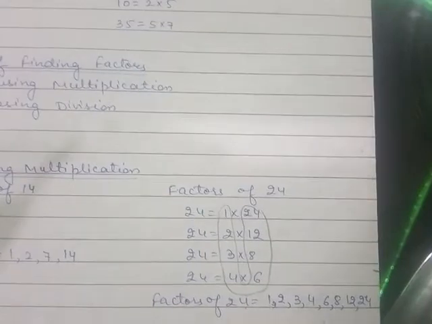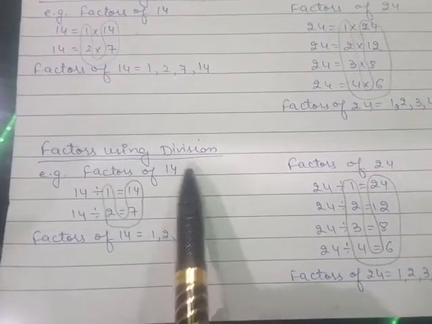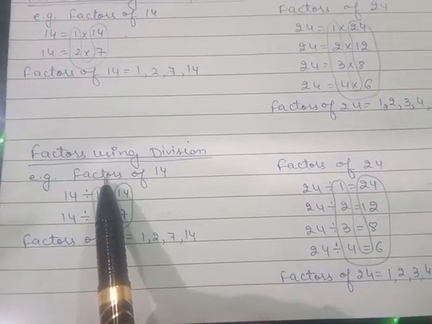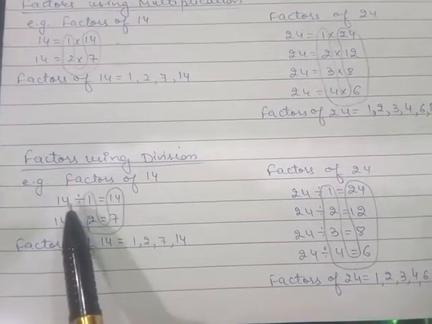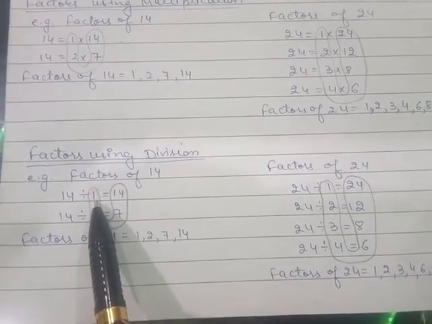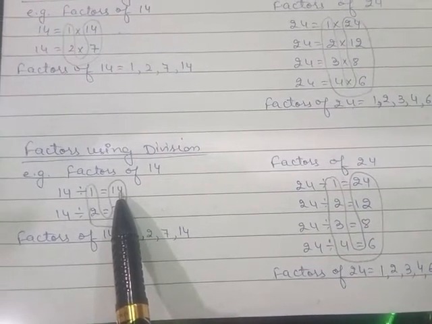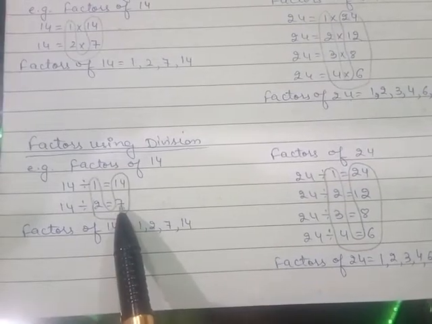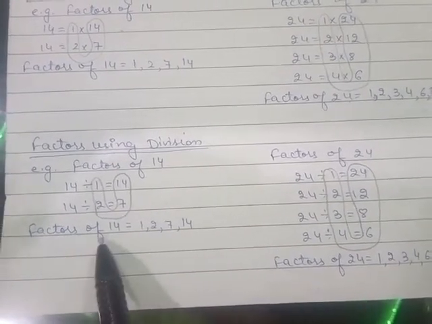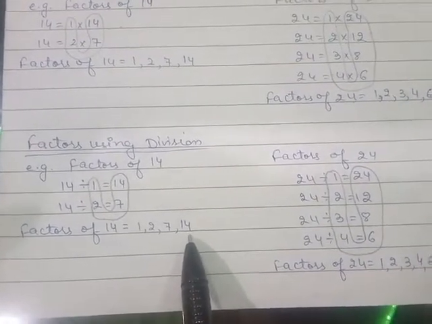It means 24 comes in the table of 1, 2, 3, 4, 6, 8, 12 and 24. Now we will discuss the second method, that is, factors using division. First we take the example 14 divided by 1. When we divide 14 by 1, we get quotient 14 only. In the next step, 14 divided by 2: 7 twos are 14. So factors of 14 are 1, 2, 7 and 14.